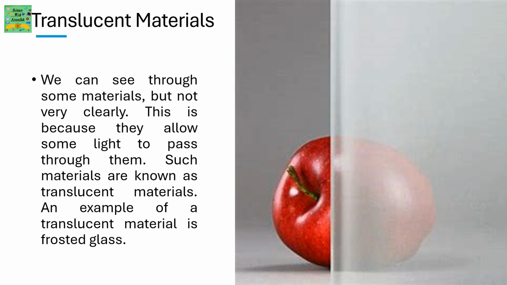Translucent materials. We can see through some materials, but not very clearly. This is because they allow some light to pass through them. Such materials are known as translucent materials. An example of a translucent material is frosted glass.